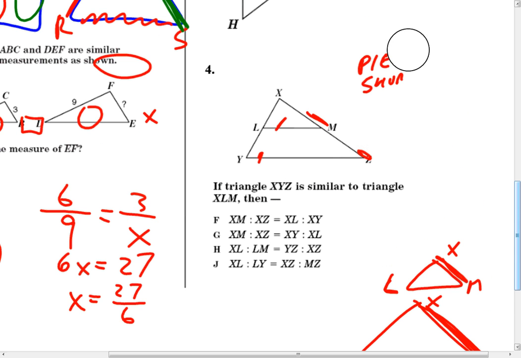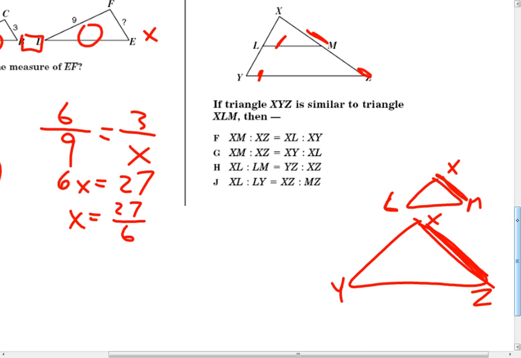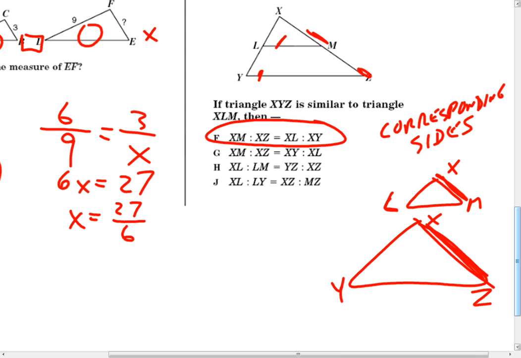So it's not a pieces shortcut. It is a corresponding sides problem. Let's see if I've got this right. XM goes with XZ. And does XL go with XY? Yes. Sorry about that.